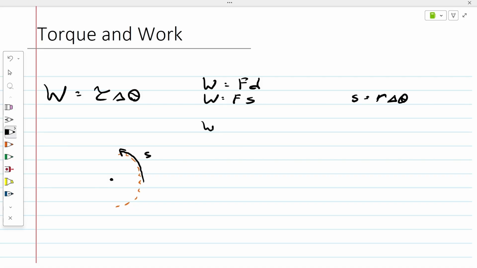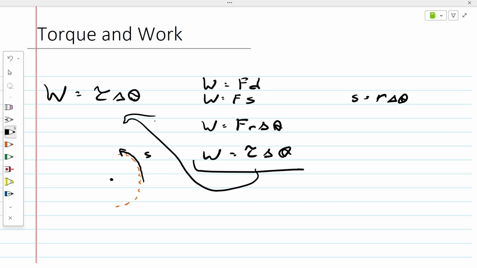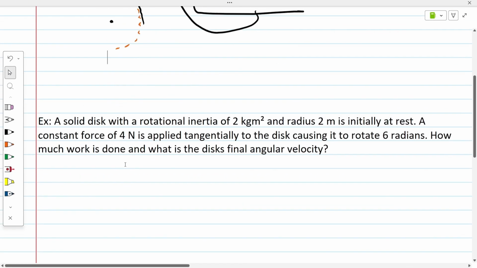So if we plug that in, we get force times the radius times the change in theta, and we know that the force times radius is just the torque. So that's how we can derive this equation, and so that's what we said that was. So we can use this to solve problems for work of rotating systems, and we'll see how we do that right here.